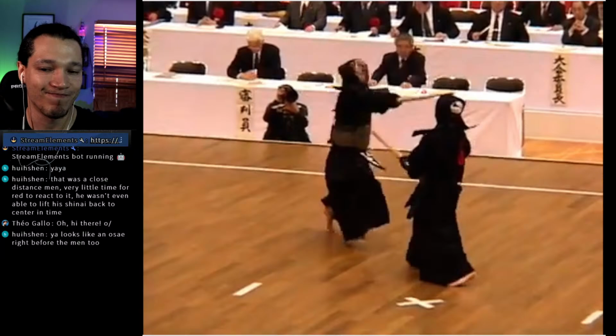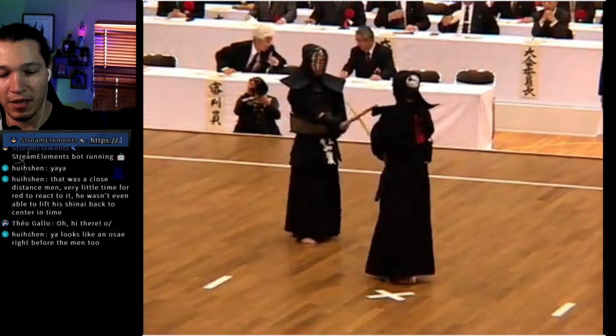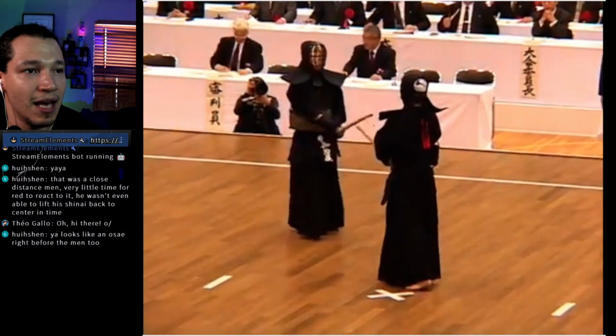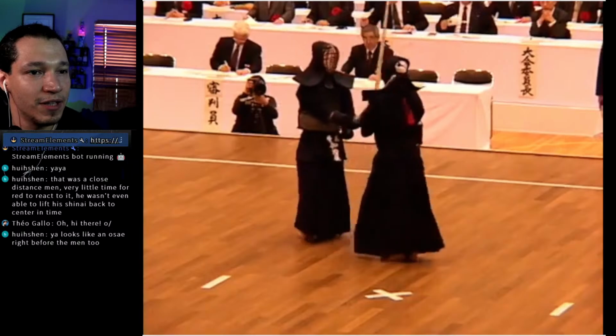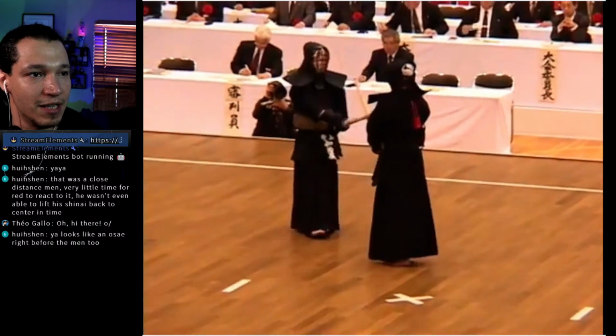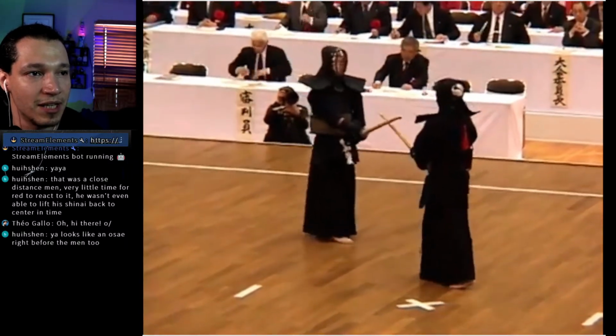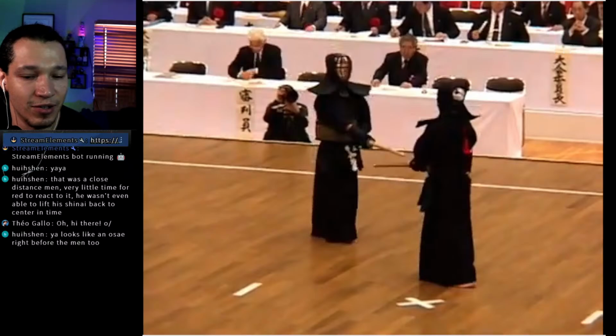Shen, it looks like an osai right before the men too. I wouldn't call it osai, just because he is trying to feel the center before he closes the distance. But when he closes the distance, he's just, I guess, you see, like here is more of a.